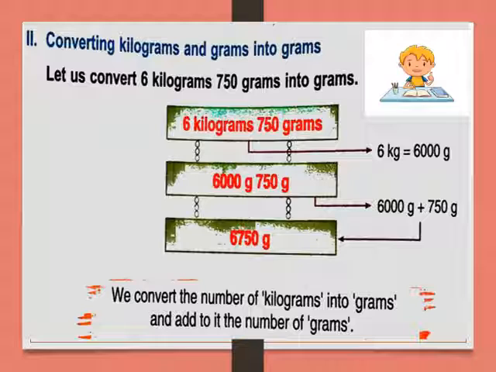So write down 6000 gram plus 750 gram. That gives you 6750 gram. So we convert the number of kilograms into gram first, as we have seen in the previous slide, and then we only add to it the number of grams. It's so easy. First convert into gram and then add the grams to the gram which we have converted. So easy, no?